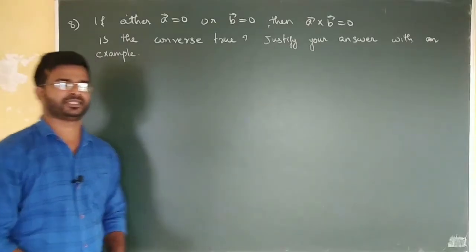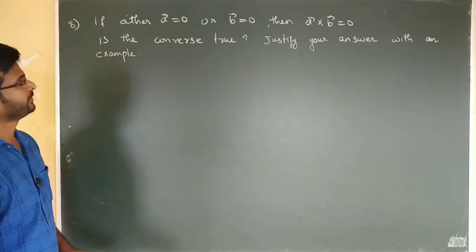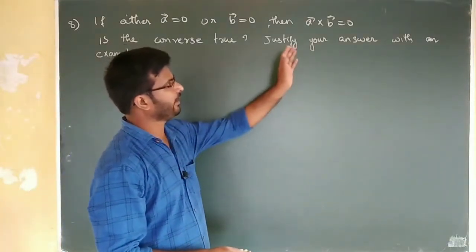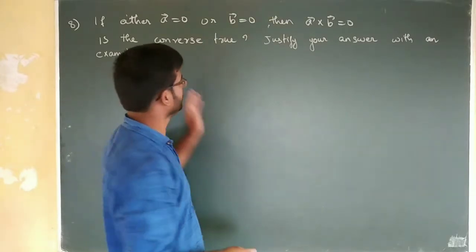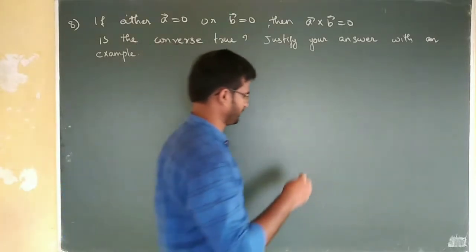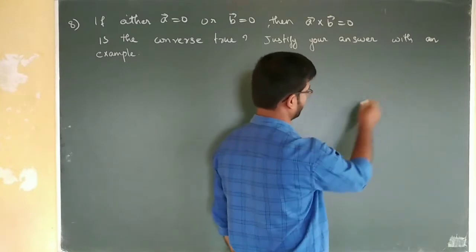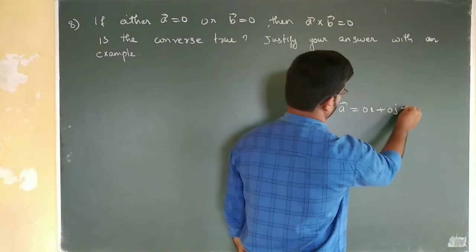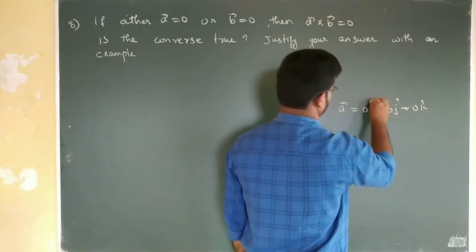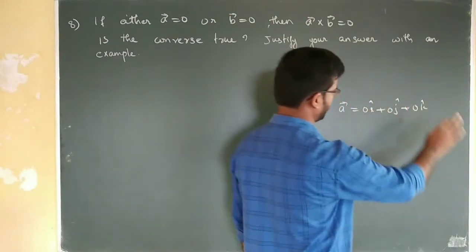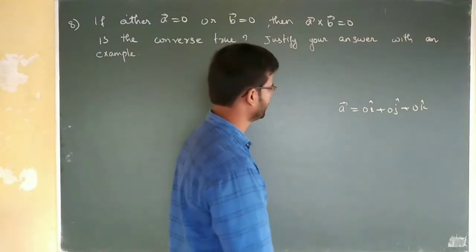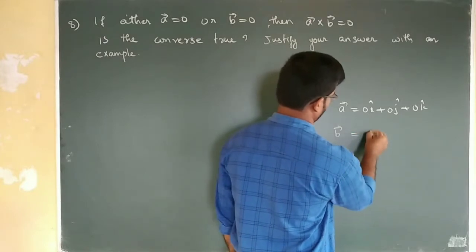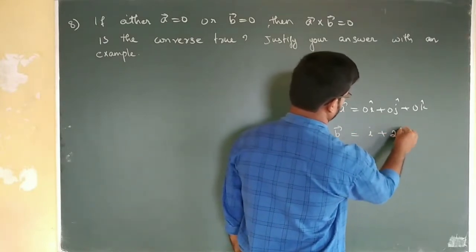Now we can see question number 8. If either A vector is 0 or B vector is 0, then A cross B vector is 0. First, I am taking one zero vector, that is A vector equal to 0 I plus 0 J plus 0 K. This is the zero vector, isn't it? All the scalar components are 0. Then another non-zero vector I am going to take, that is I plus 2j plus 4k.